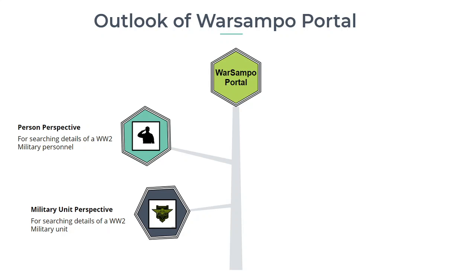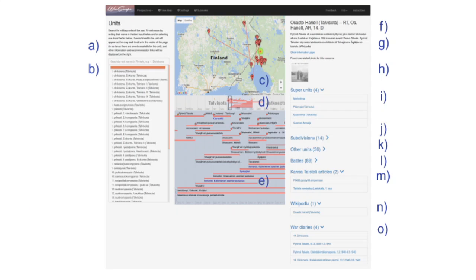Now the second perspective is the military unit perspective, which is our second actor. So it is used for searching details of World War II military units. Here's the interface regarding that. Similar to before, A is used for searching the military unit name. B shows the query results.